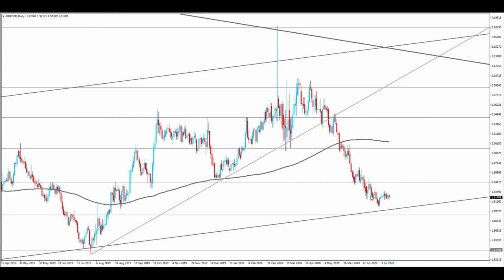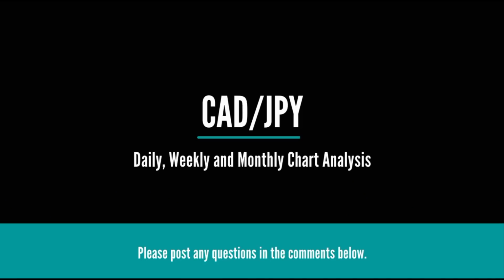But again, on the daily chart, there's not many signals that the market's reversing. So again, probably just wait for price to come back and test that low or test that trend line to look for buying opportunities. Okay, so let's move on to CAD JPY now.